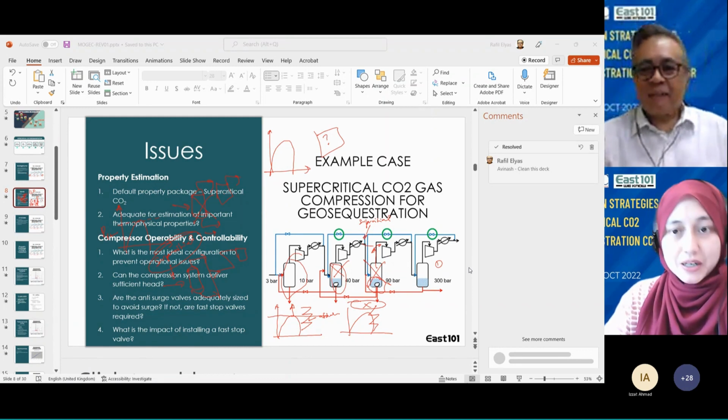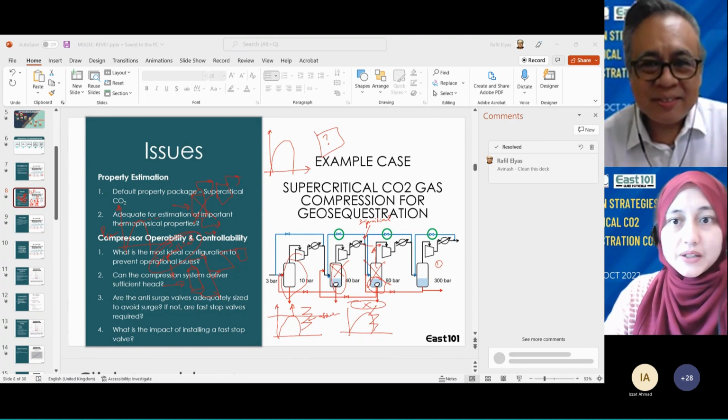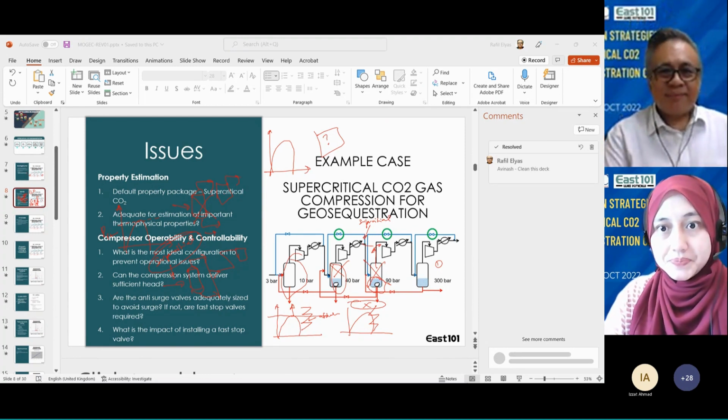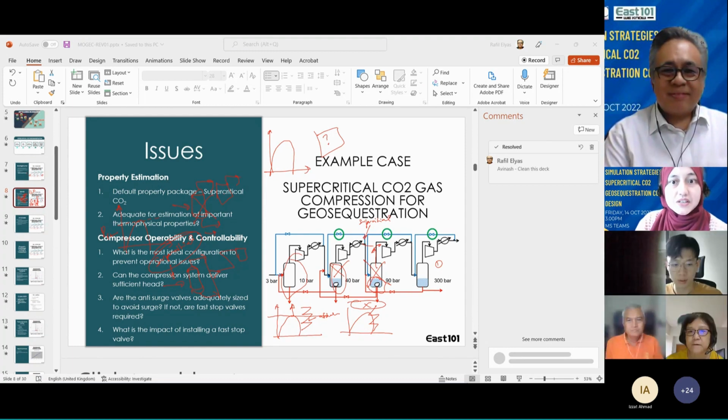We shall take a group photo. Can I have everyone switch on your camera? Engineer Rafil, can you close your slide for a while? Oh, wait a moment. Yeah.